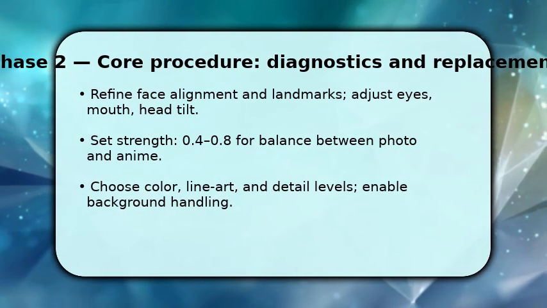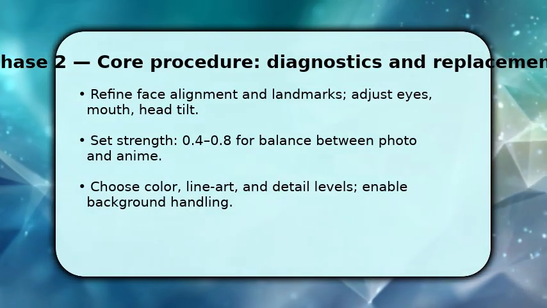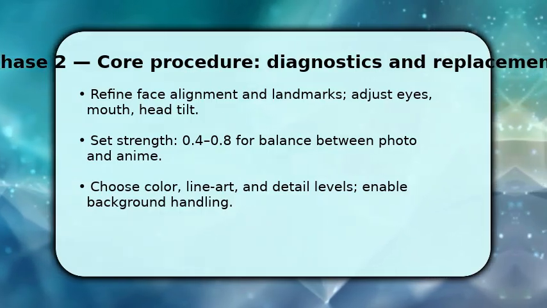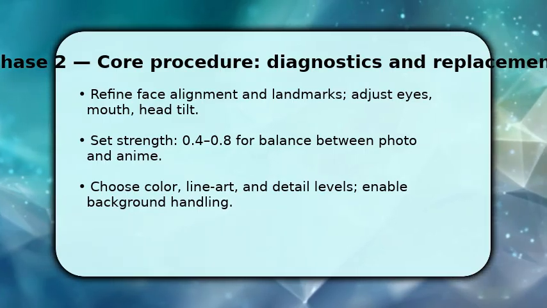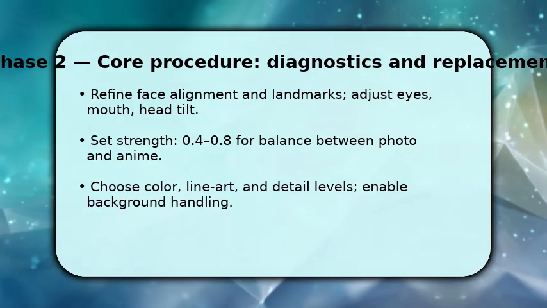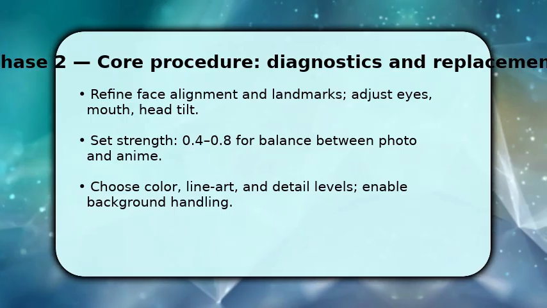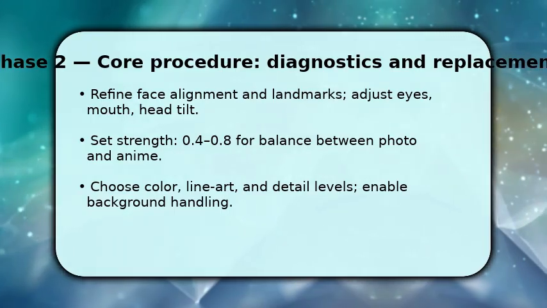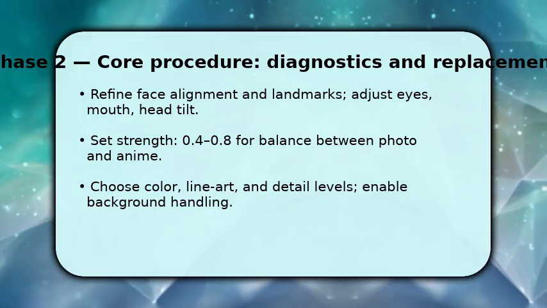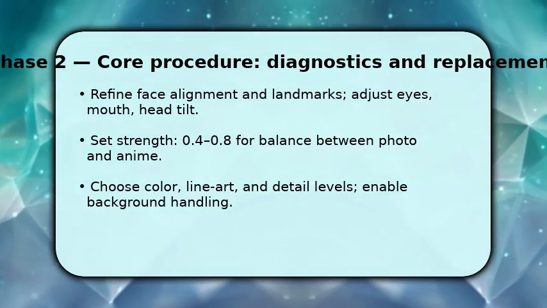Now you tune the model. First, refine facial alignment and landmark mapping. You must correct any shifted eyes or tilted jaw so the anime output keeps likeness. Then set the transformation strength. About 0.4 to 0.8 is a good range, lower keeps realism, higher stylizes more. After that, pick color saturation, line art weight, and shading detail. These determine the final texture. Make sure to preview a small crop, because iterative tweaks here lead to far better full image results.